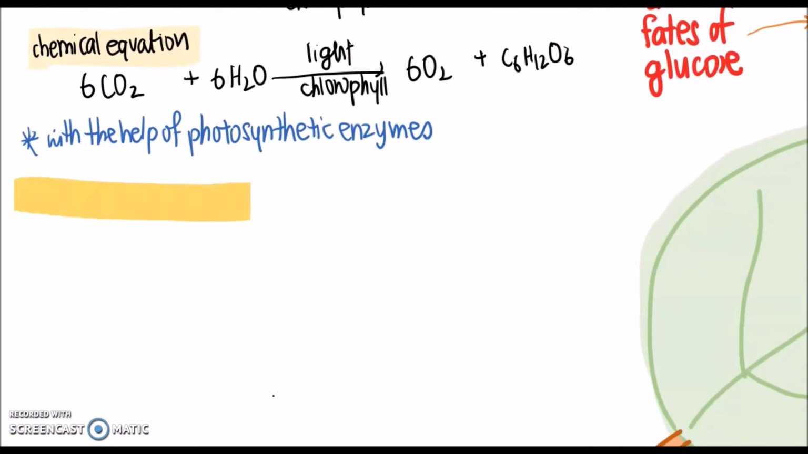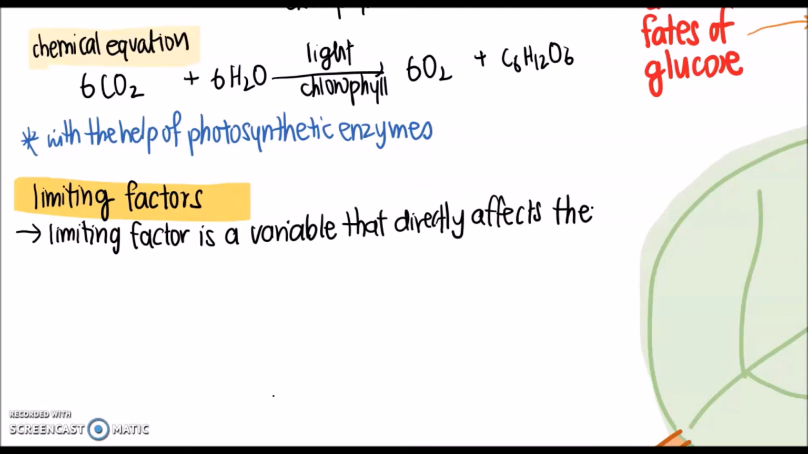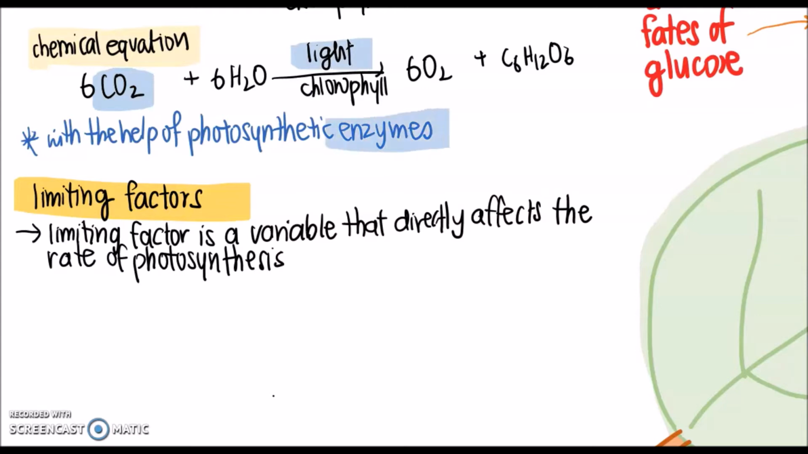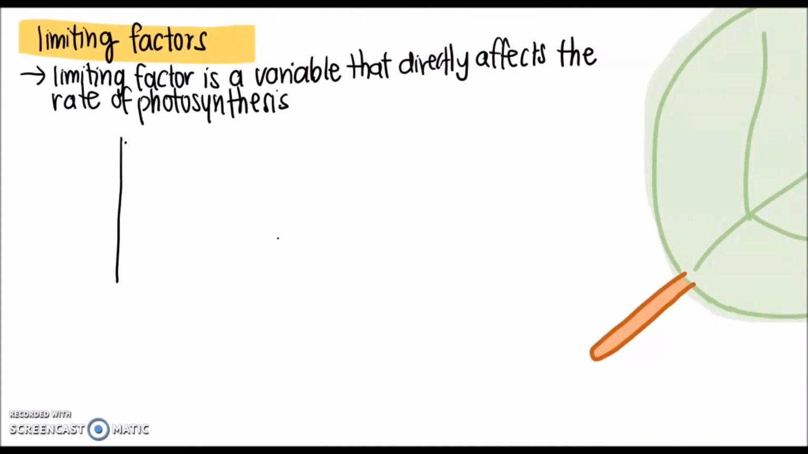Moving on, we're now going to talk about the limiting factors of photosynthesis. Let's recap. A limiting factor is a variable that directly affects the rate of photosynthesis. In this case, for example, carbon dioxide, light, and photosynthetic enzymes. More specifically, temperature, because enzymes are affected by temperature, so photosynthesis is affected by temperature as well. So all of this is in the equation.